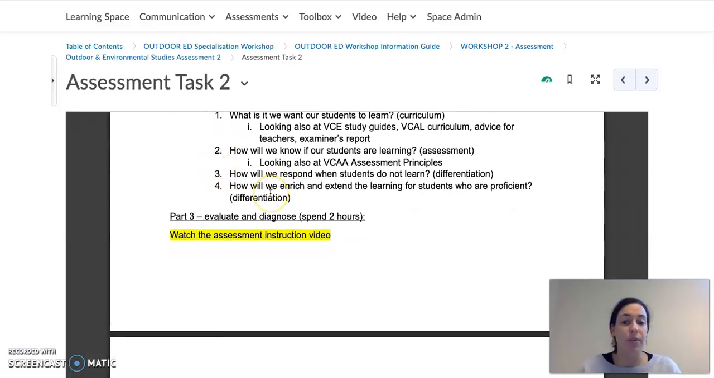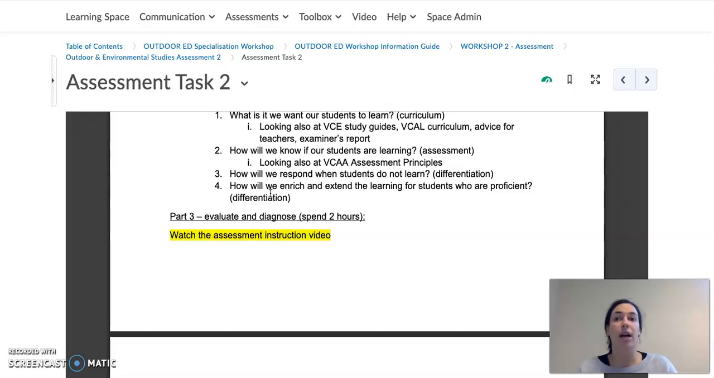How we respond when students do not learn. You are going to have a very, very vast range of students in your classes. OES is one of those subjects that attracts a very large range of students. And depending on what your school is as well, does your school offer VCAL? If it doesn't, sometimes OES is kind of where students who would otherwise pursue VCAL will be pushed into.